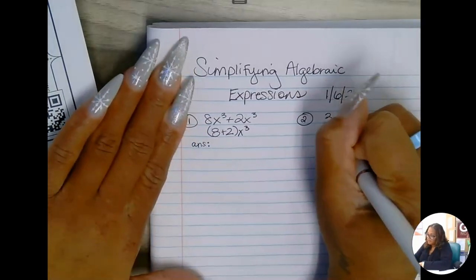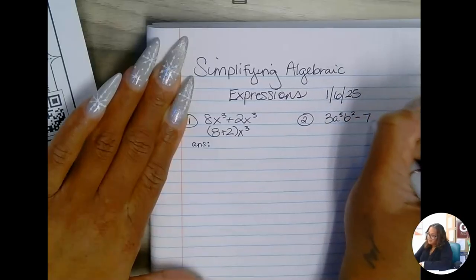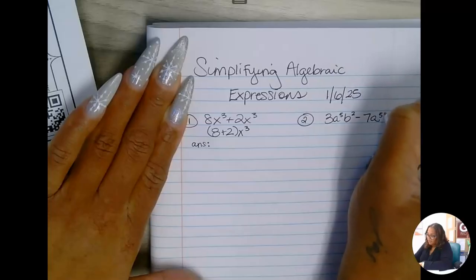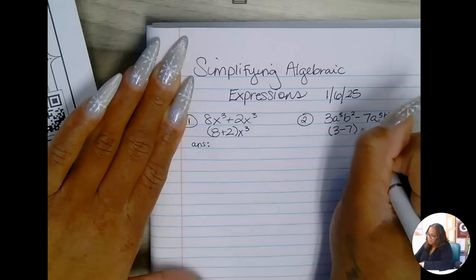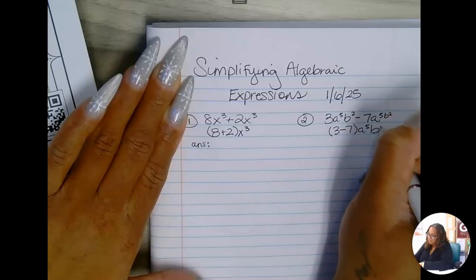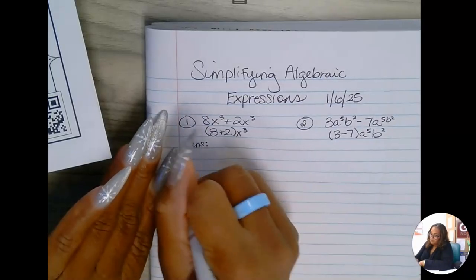Number 2, it says 3a to the fifth power b squared minus 7a to the fifth power b squared. Then that just becomes 3 minus 7 times a to the fifth b squared, and then you'll put your answer here.